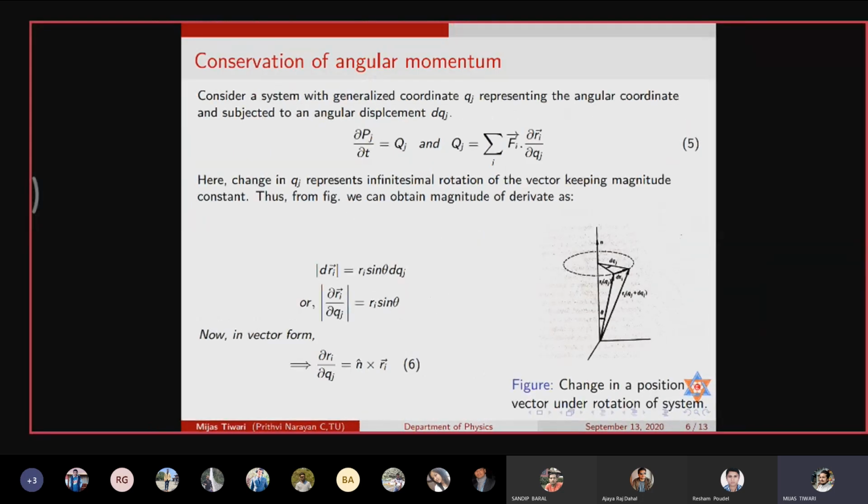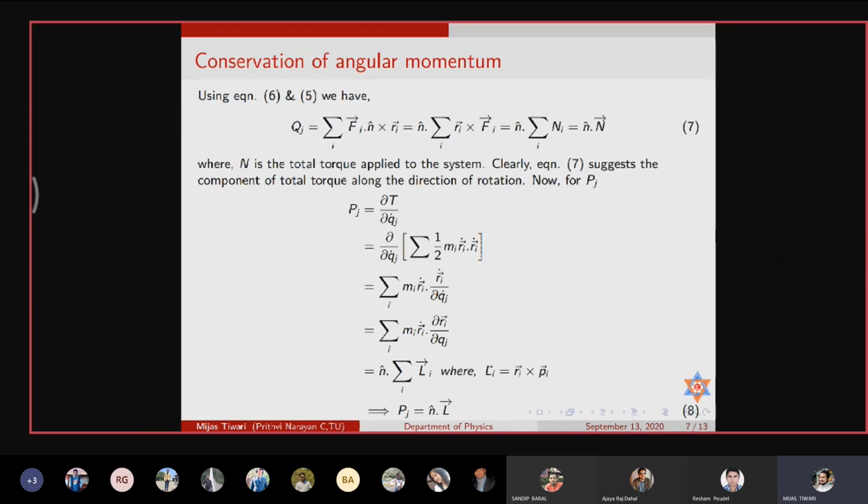Therefore in vector form it is n cap cross ri, and now substituting the value of equation 6 into equation 5, we finally get fi dot n cap cross ri, and simply using properties of the vector triple product, we obtain n cap dot N bar. Here N bar represents the total torque, and the dot product n cap dot N represents the component of the torque vector along the direction of rotation. Thus equation 7 represents that qj is the component of the total torque along the direction of rotation.